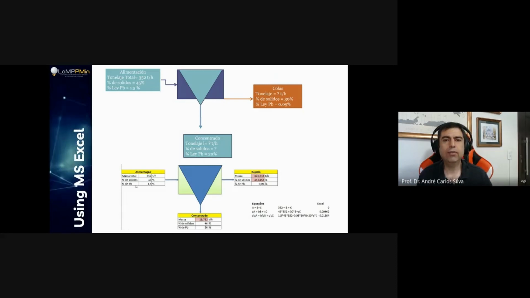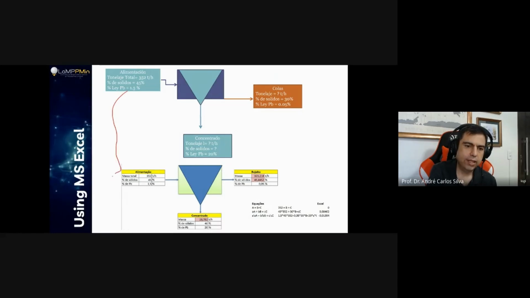So what I have to do is go to Excel, prepare my table, and put the same values that I have, okay? I'm going to pass on to Excel as much information as I can. So as you can see over here, I just translated this box from here into this box in here. So the mass flow is over here, the solid percentage is over here, and the lead assay is right here.